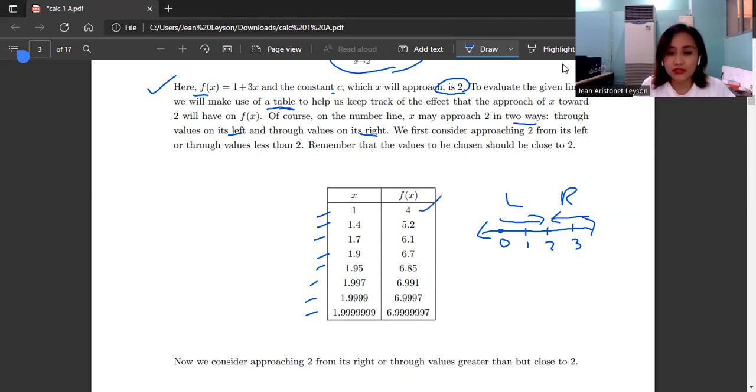Now, how do we get these values? We simply substitute these to our given function f of x. And we know that our function is given by 1 plus 3x. So using your calculators, you can substitute these to our function. And these are the values that we will be getting. As we get closer and closer to 2 from the left, f of x is getting closer to this value.